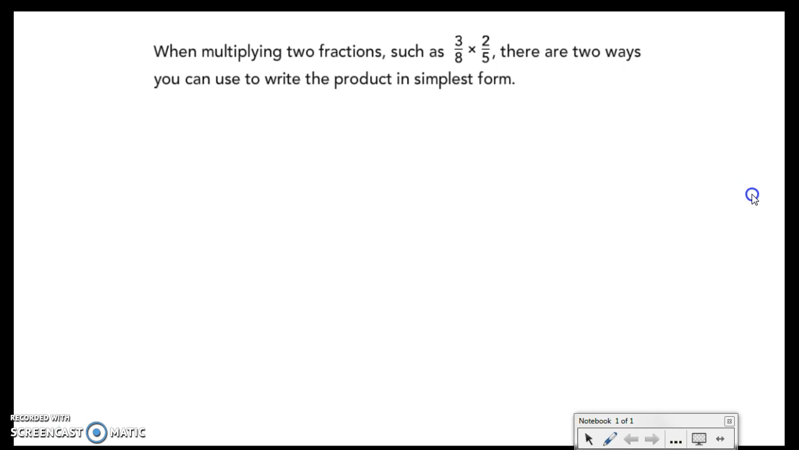Alright, so in multiplying two fractions, such as 3/8 times 2/5, there are two ways you can use to write the product in the simplest form. So what I'm going to do is separate my space into 2 equal parts. And you need to make sure that you copy down this phrase. The first method is this. Call it method 1.